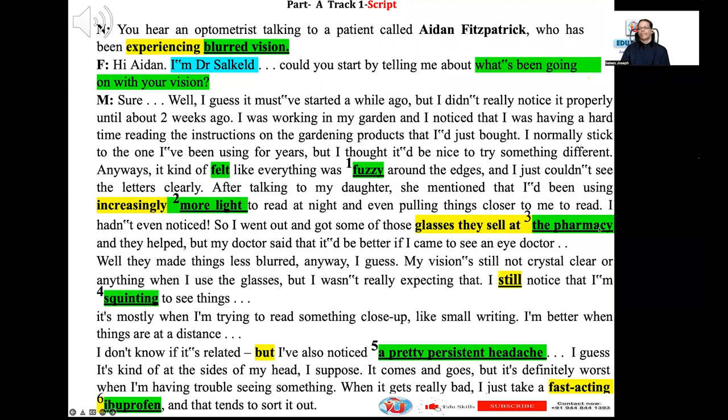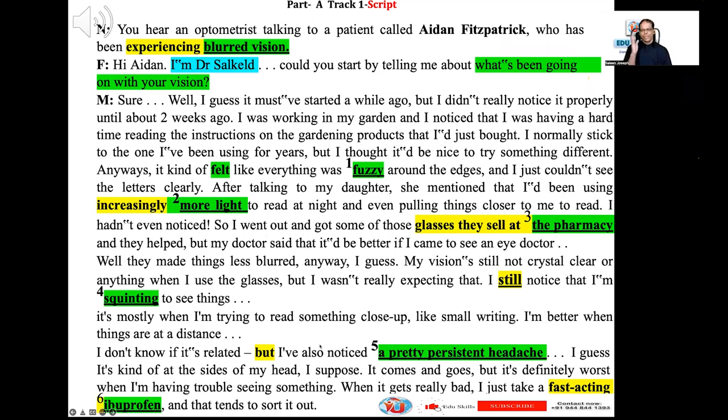Glasses they sell at the pharmacy. Okay, normally, we have different places where glasses are sold in India, but normally it is sold in pharmacy. That's why it is mentioned there. And I still notice squinting, the action of the eyes, but there's a contrast. I also noticed a pretty persistent headache. After the contrast expression, usually, I told you, normally the answer appears. And pretty persistent headache. So you can write a headache or a pretty persistent headache, both will be right. And that is being treated by ibuprofen.